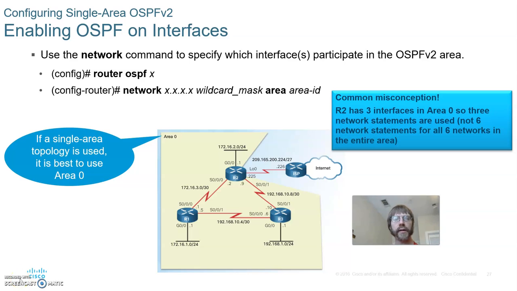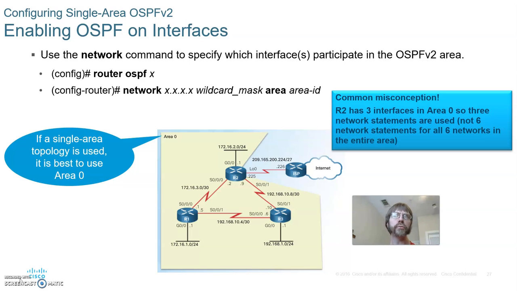So we've been talking about single area OSPF implementation. This is our reference topology. As I mentioned in the previous video, if you've only got one area, it's best to use area 0. In multi-area OSPF, area 0 is your backbone used to connect the other areas. In single area OSPF, it is the whole routing domain.